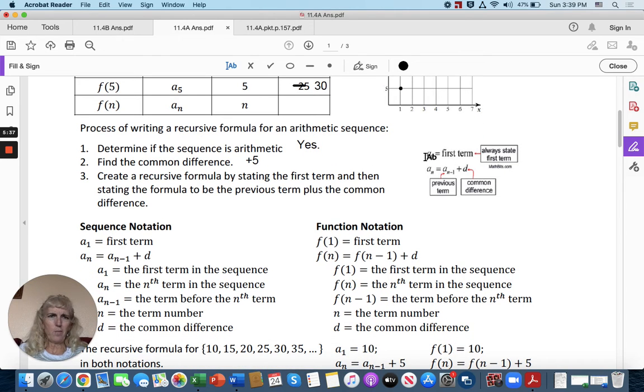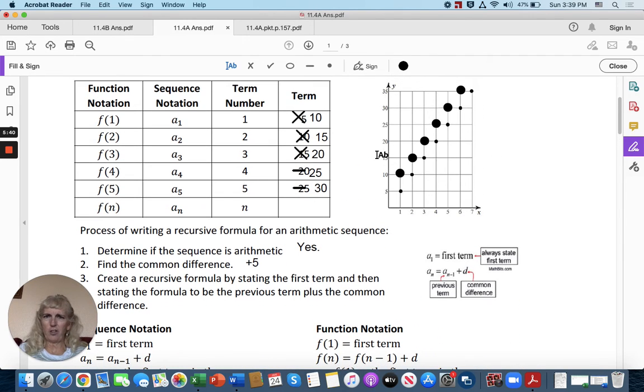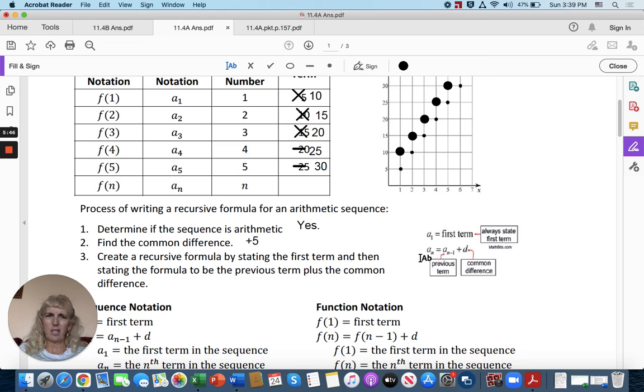So your first term, a sub 1, always state the first term. Here it's going to be 10. Okay? And then you would say a sub n, and that's just a generic term. Say I wanted to find the 30th term or 50th term or 100th term.